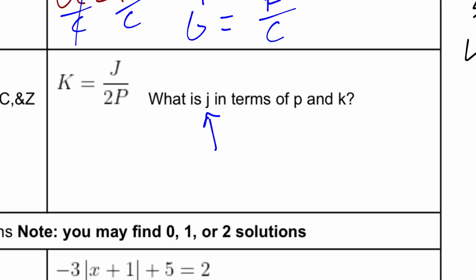To get j by itself, I'm going to multiply by what's on the bottom of the fraction. So I have 2pk is equal to j.